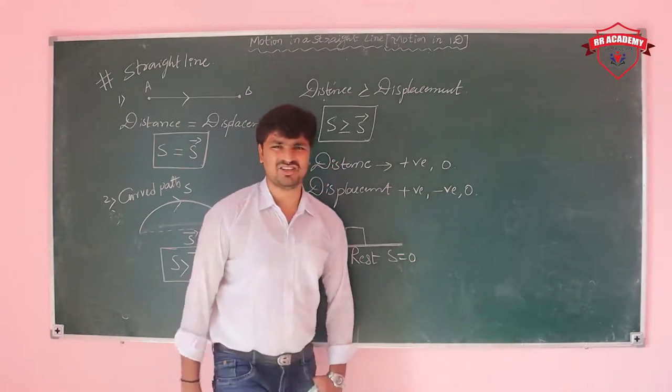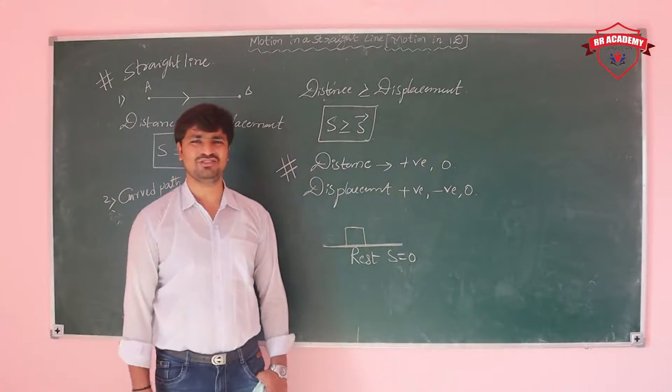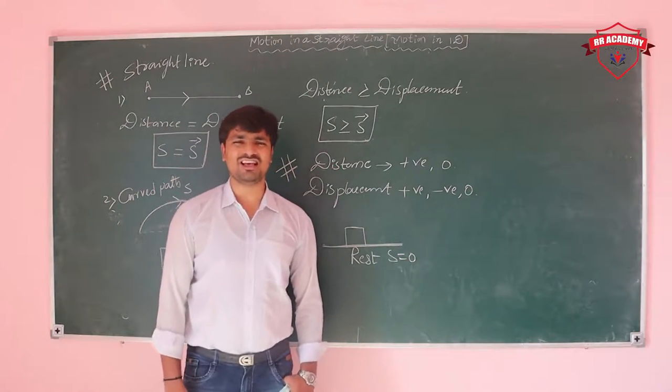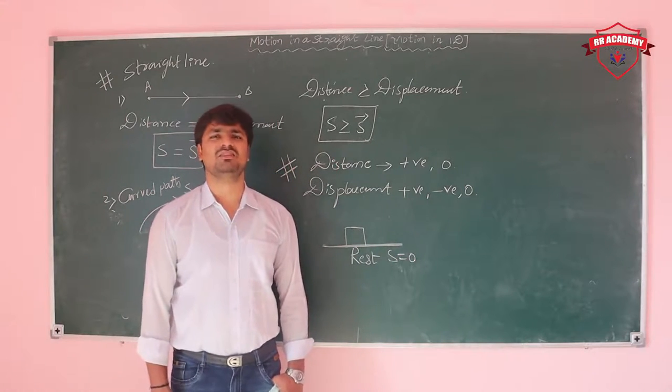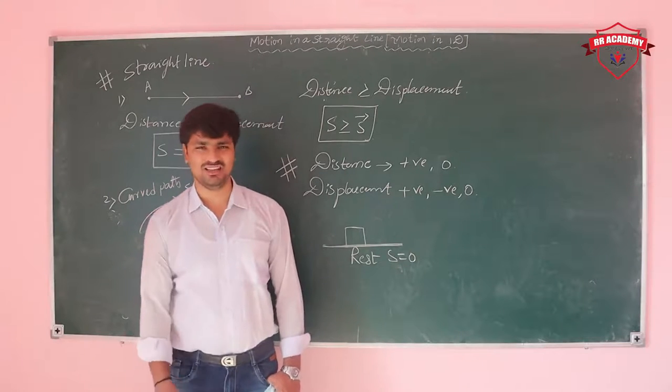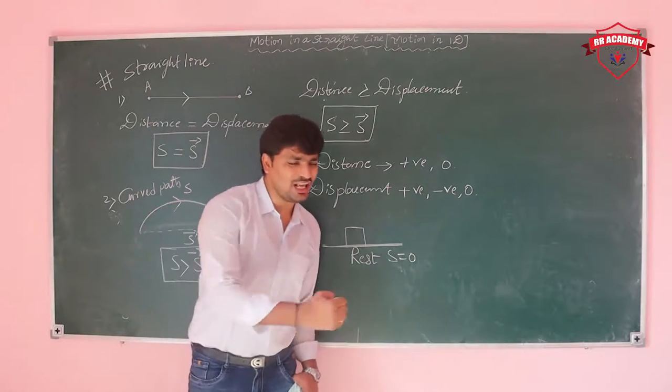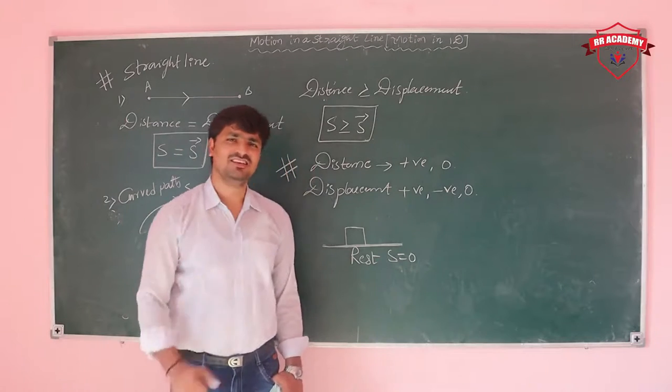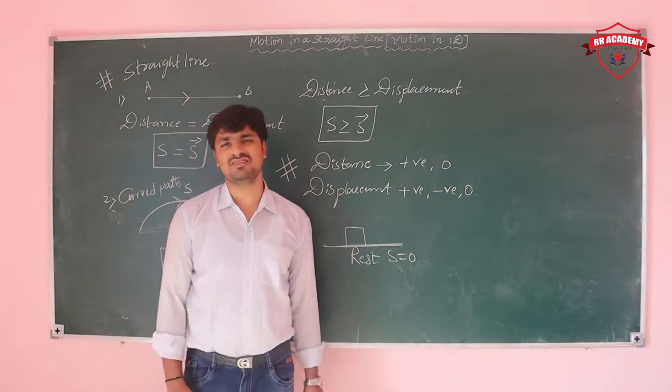In the remaining conditions, distance does not become zero, because it is independent of the initial and final points. It depends only on the path followed by the body. So even for a small inch of displacement, the distance does not become zero.